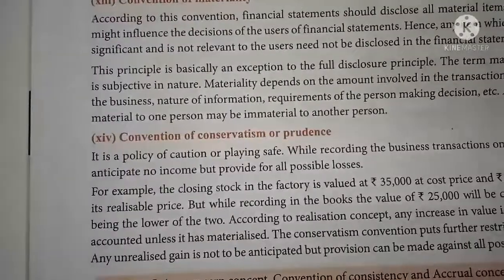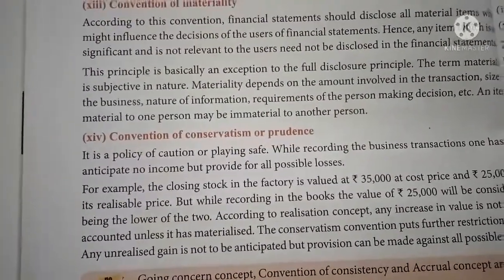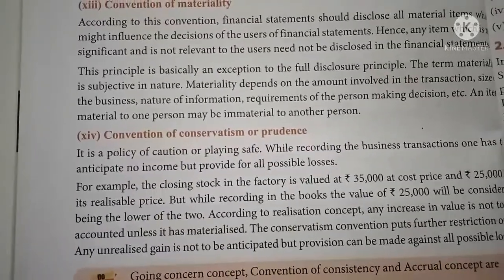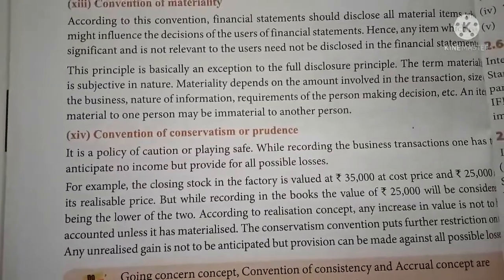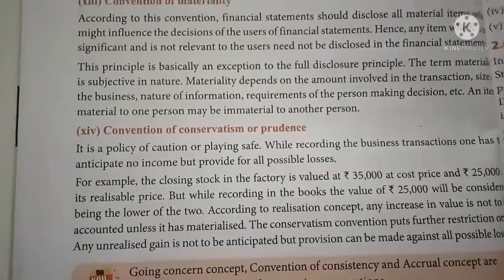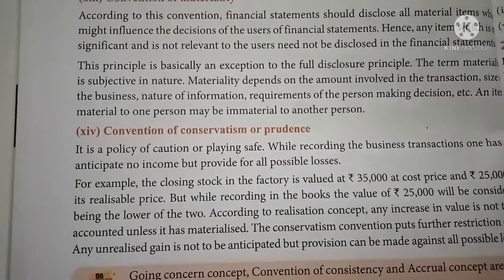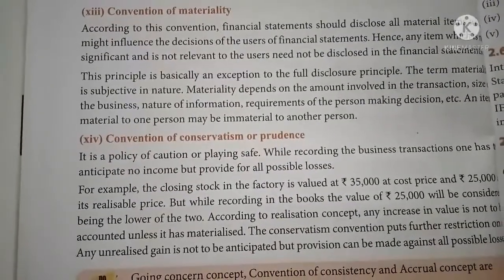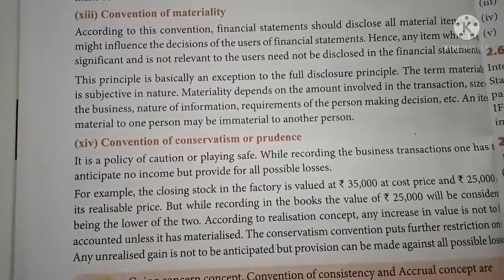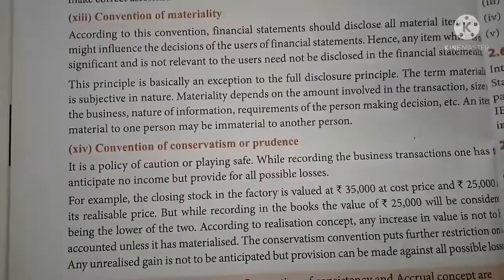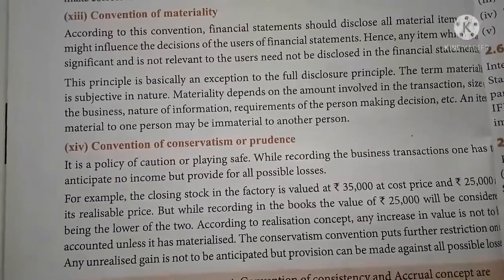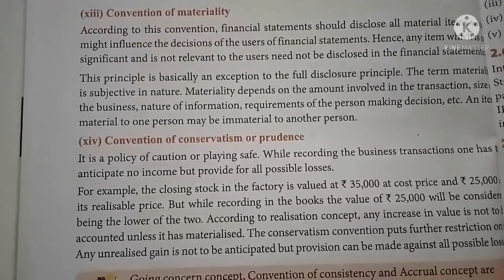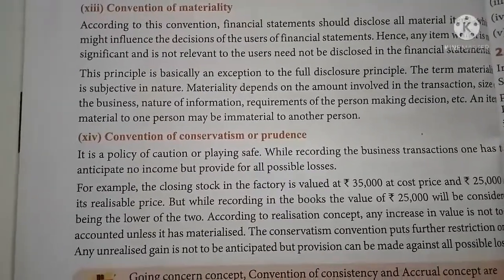Convention of conservatism or prudence principle. It is a policy of caution or playing safe while recording business transactions. One has to anticipate no income but provide for all possible losses. Based upon this principle, every business person should be very cautious in recording transactions and running the business. They should consider all possible losses, and should not consider anticipated income. That is the main principle to be followed in order to run the business successfully.